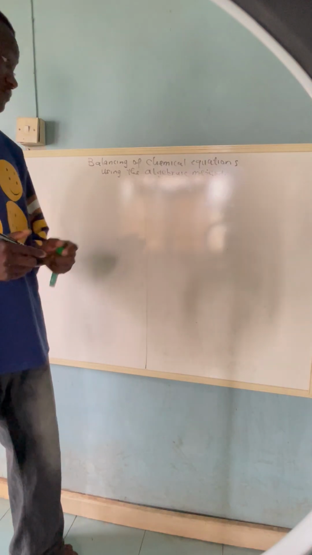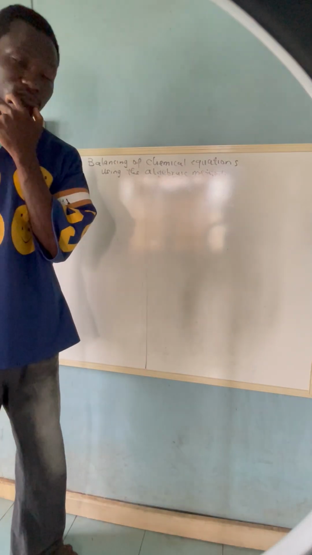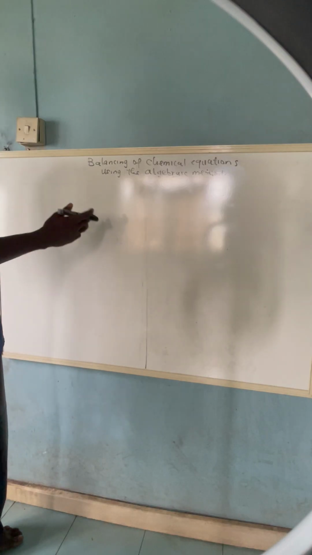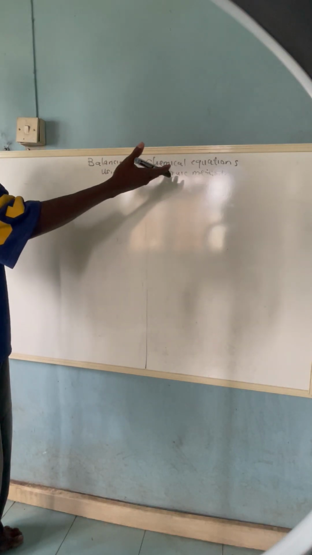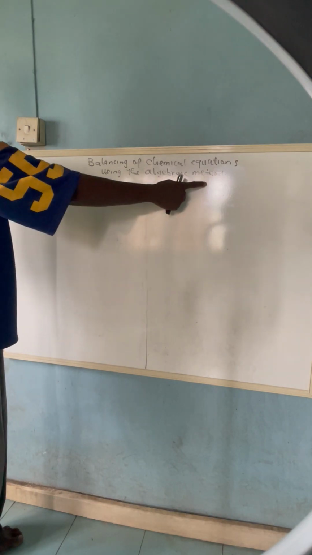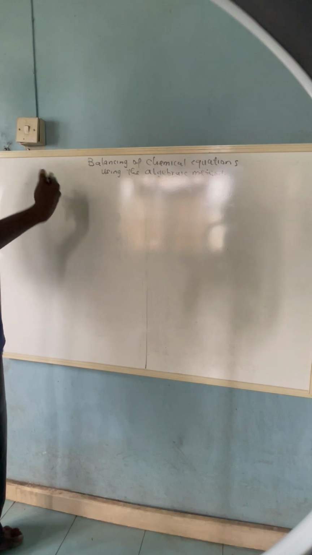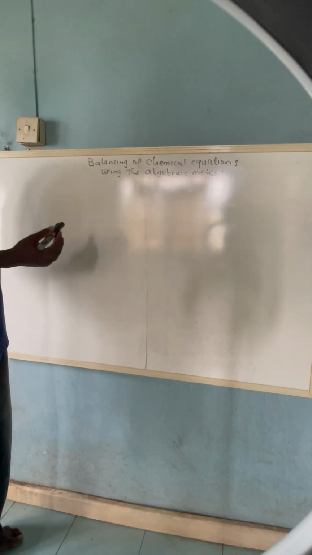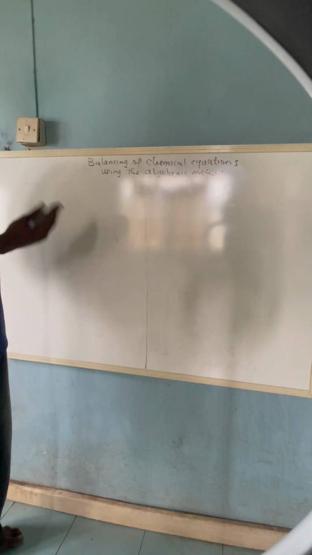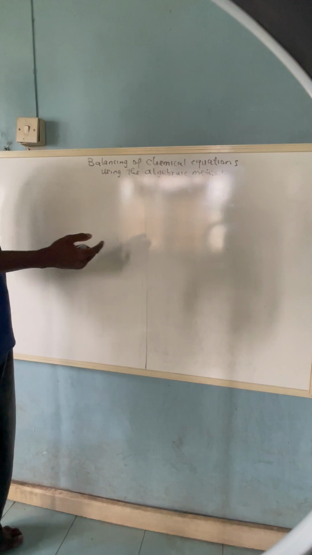On today's video, we shall be looking at balancing of chemical equations using the algebraic method. We have several methods for balancing chemical equations, but we are going to focus on the algebraic method. There is a method called trial and error, but sometimes it does not work, because you have to keep trying, and at the end of the day you may not get your answer. So it's better you master the algebraic method.